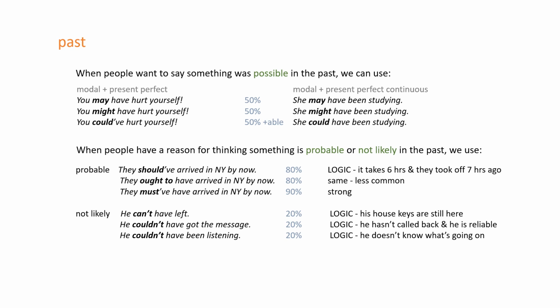Not likely. They can't have left. He can't have left even. Mistakes are good. Logic, his house keys are still here, so he can't have left. He couldn't have got the message. He hasn't called back, and he's usually reliable. He couldn't have been listening. Logic, he doesn't know what's going on. Sounds like me most of the time.